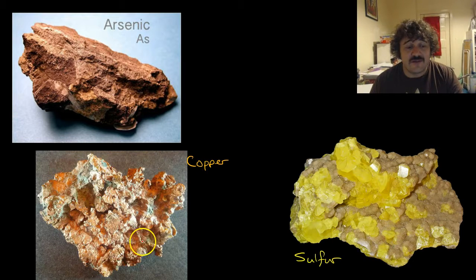So here are some examples. This is what copper looks like as a native element. This is what sulfur looks like as a native element. That's pretty rad. And over here is arsenic as a native element.